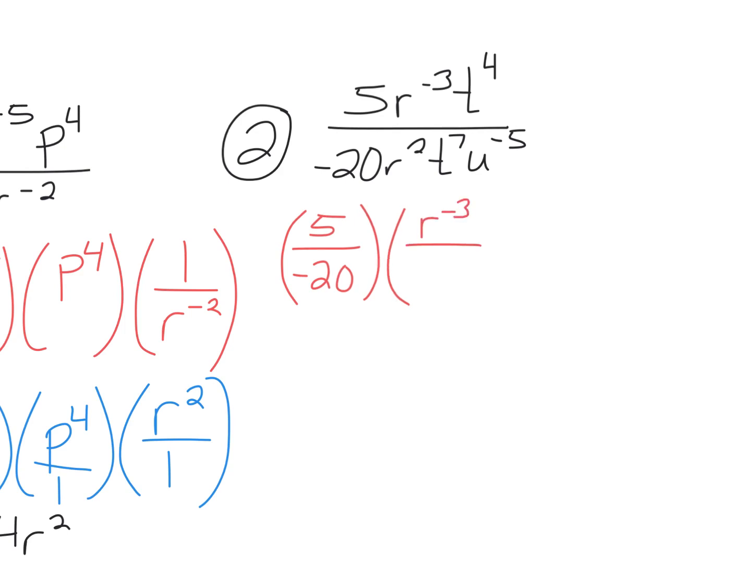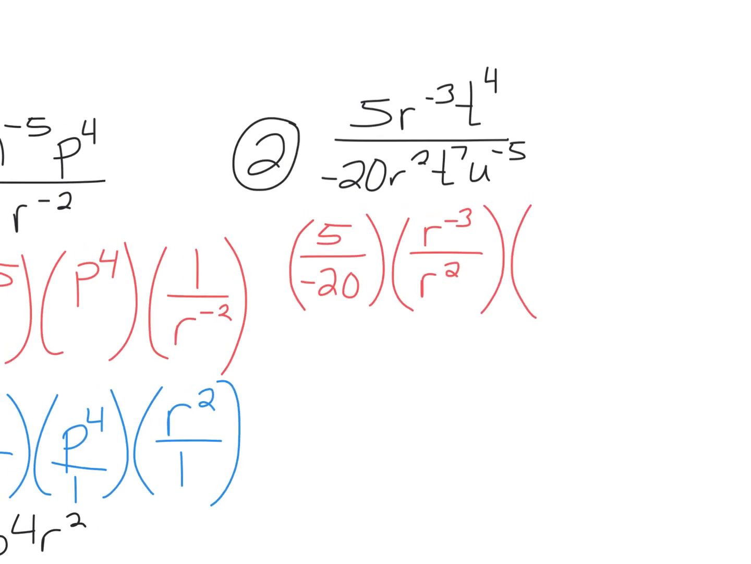What do I have on the bottom? R squared. On the top, next, I have t to the 4th over t to the 7th. And then what is my other grouping I need to make? What's on the bottom? U to the -5. What can I put on the top since there was nothing there? 1. Yep. So all I did there, I didn't change anything. I just separated it all out into their like terms.